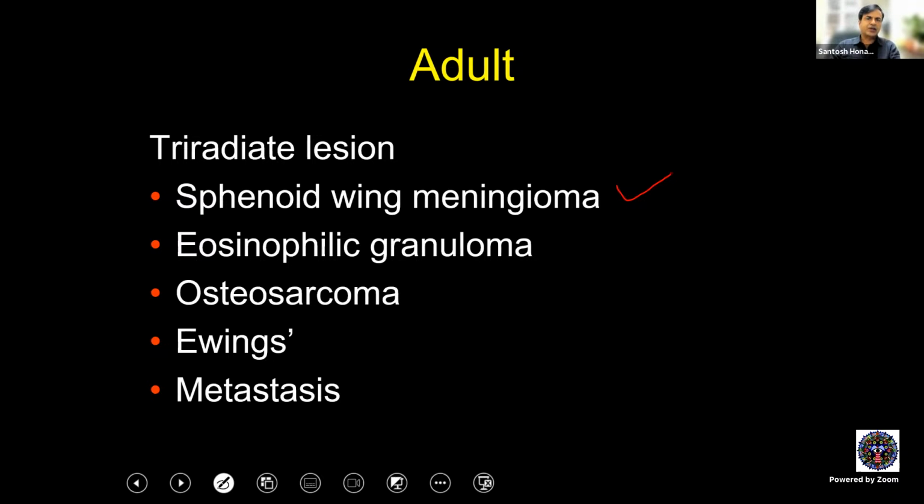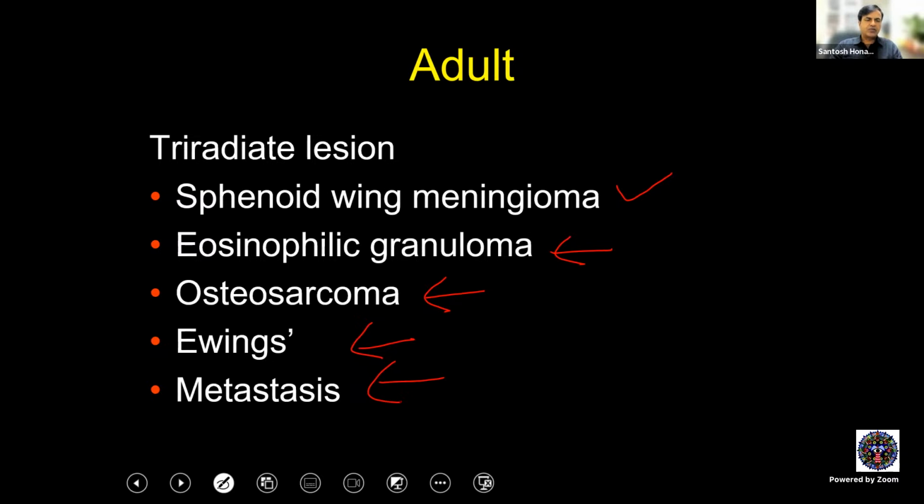Then everything else is less common. Eosinophilic granuloma is very uncommon. Osteosarcoma is very uncommon. Ewing's is also uncommon. Metastasis depends on where you practice, can be common or uncommon. But the most important diagnosis for a unilateral triradiate lesion is sphenoid wing meningioma, especially if you are looking at an adult. If you're looking at a child with triradiate lesion, we already discussed that it is metastatic, either Wilms or neuroblastoma, depending on whether the child has periocular hemorrhage or not. We already discussed the differential diagnosis for a triradiate lesion in a child.